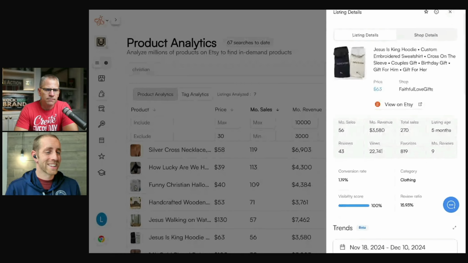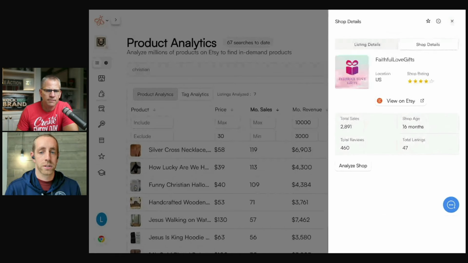$63, right? They're making money on this sweatshirt. They're not trying to sell it for 18. They know what they have, and they know that this is a niche-based store, right? Faithful Love Gifts. I'm willing to bet this is a faith-based gifting store, right? So we have the Christianity angle here.